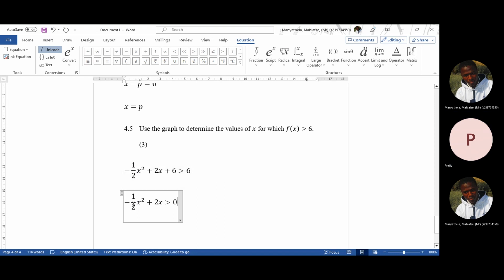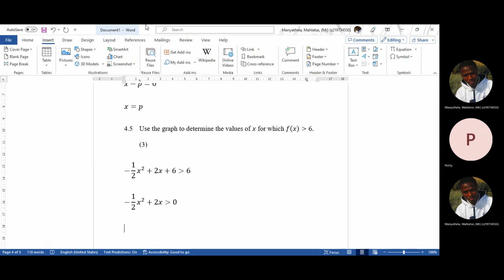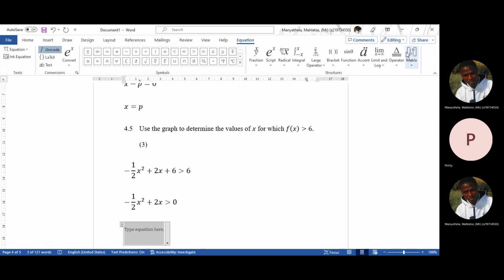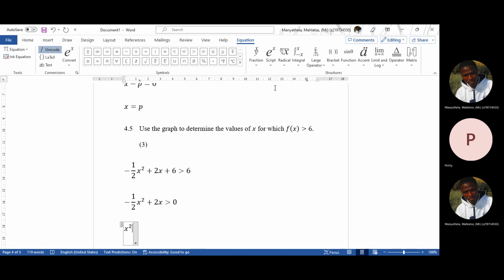So we divide the whole equation by negative 1 over 2. That gives x squared, then 2 divided by minus 1 over 2 is minus 4x. And because we divide by a negative, the sign changes from greater than to less than 0.